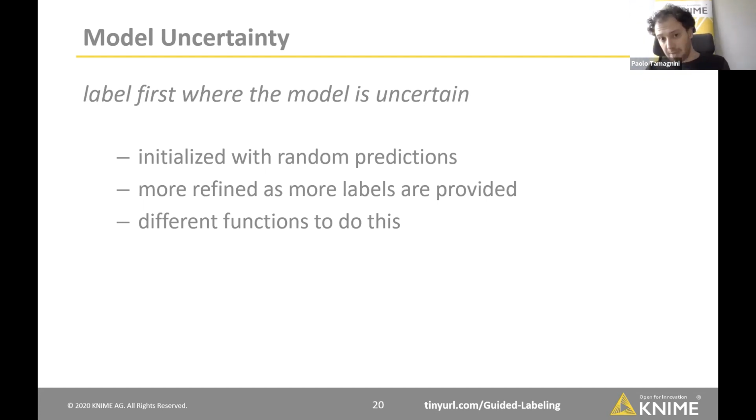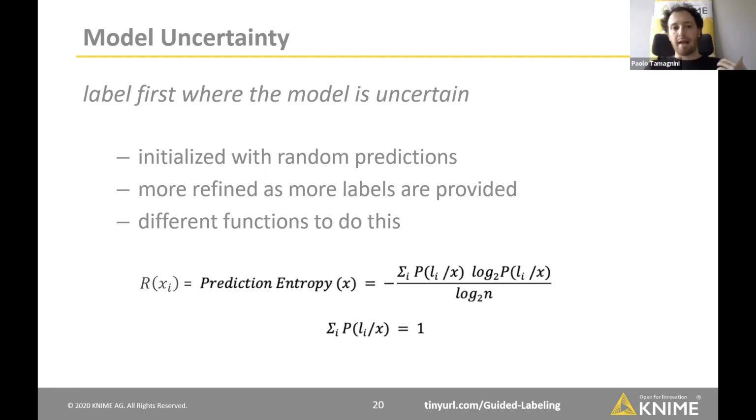The intuition behind this is that the human can offer the most help to the model when the model is not sure of what label should be predicted. So as a function to do this, we can use the prediction entropy. This is basically taking the vector of probabilities coming out of a model and computing the entropy by applying this formula. Let me show you a quick example of how this formula works.